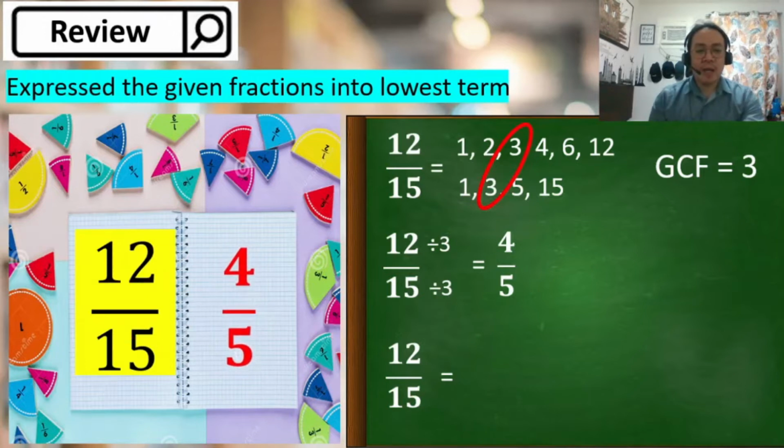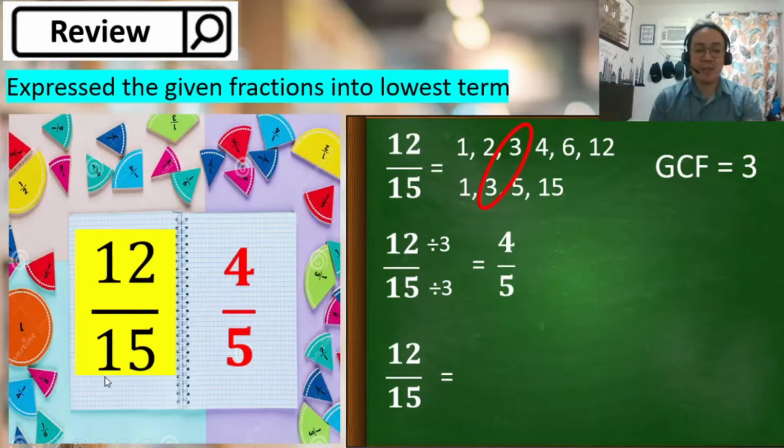How can we know that our answer is correct? We can check it by cross-multiplying them. If after cross-multiplying, their products are the same, then your answer is correct. So 12 times 5 is 60, 4 times 15 is 60.